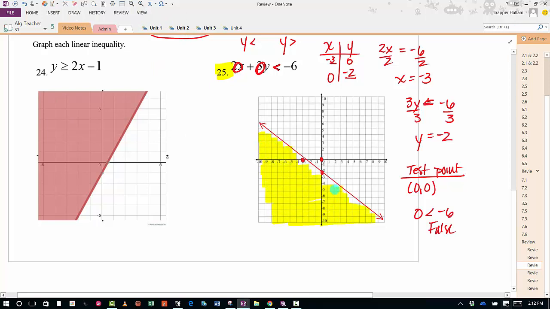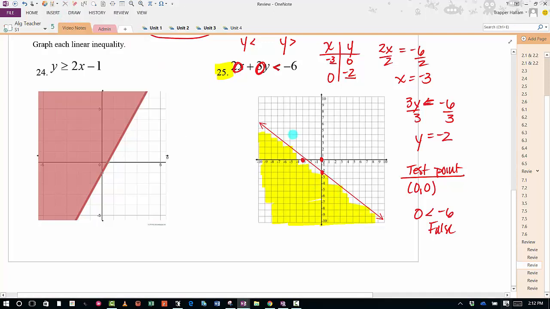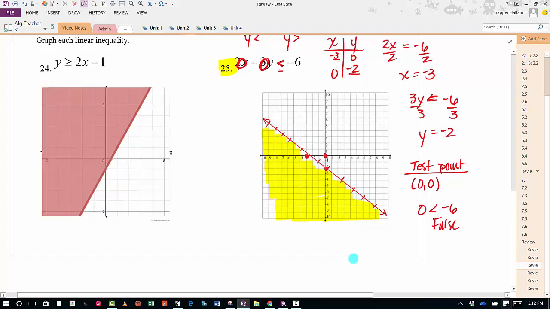I do have to go back and address one thing here, which is that my line is not dashed. So I need to make this a dashed line. Why is it dashed? Because it doesn't have an equal sign there. So this is a dashed line. That will be how I'll signify that it's dashed, because I can't erase parts of that.